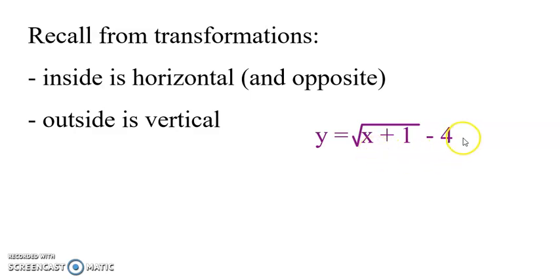And then anything on the outside, so in this case, out in front of our square root function or at the end here that's not underneath, is going to be a vertical transformation. So minus 4 means we go down 4.